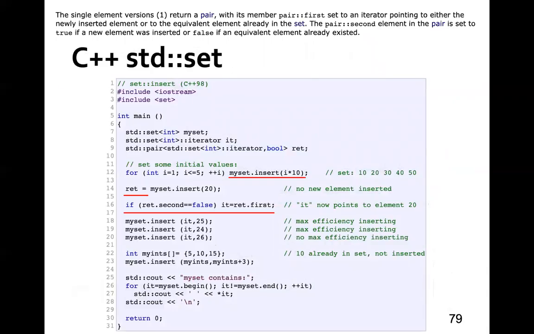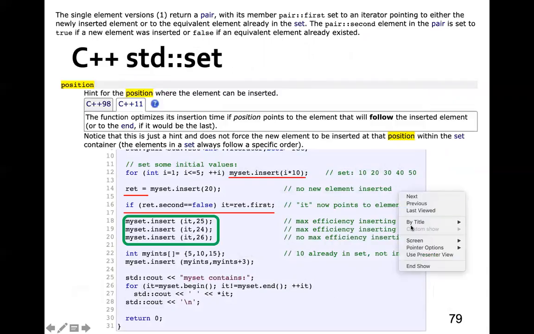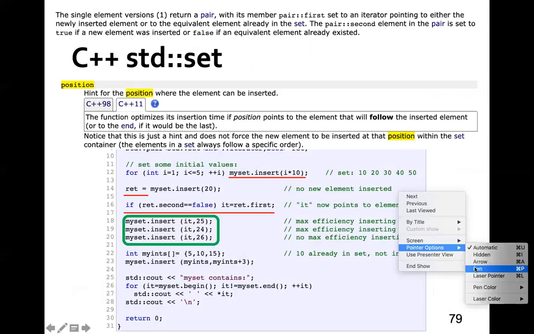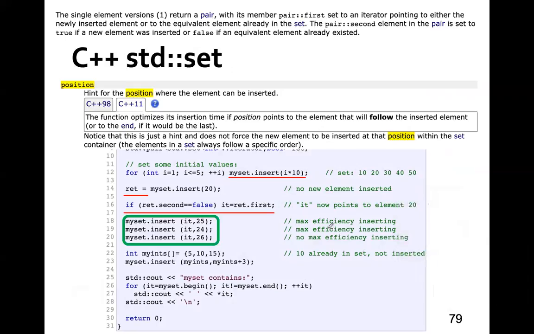This is called the max efficiency insert. Why? Because the 25 iterator is right after 20. It's very efficient. But if you go from 24 to 26, it has already gone past that, so this hint is not so good. So this hint is at the position. We saw the iterator; it should point to the element that will follow the inserted element.